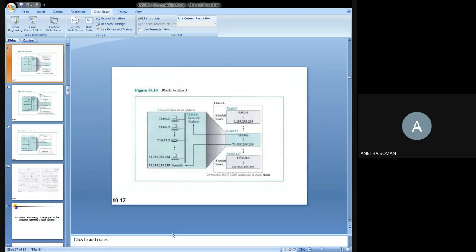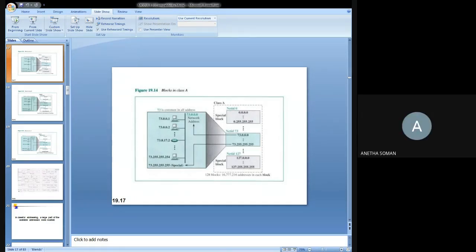So what you can infer from these blocks is, in class A, much of the addresses are wasted. Each organization gets 16 million addresses. So what will you do with those 16 million addresses? Much of the addresses are wasted in class A addressing. Understood that much? The concept of blocks and how it is in class A, and the meaning of that? Understood? Yes or no? Yes, ma'am.